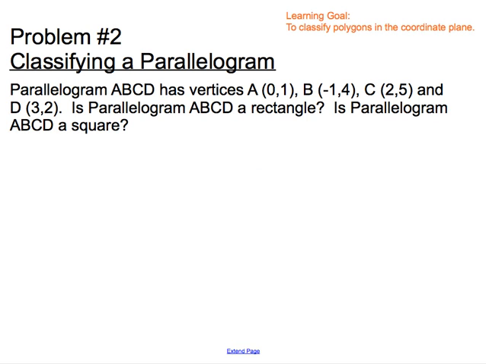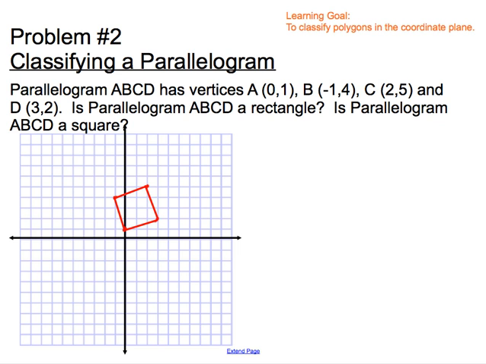Our second question asks us to classify a parallelogram. So we're given a parallelogram with its 4 vertices and asked to determine specifically if it is a rectangle, and then furthermore if it's a square. Plotting parallelogram ABCD in the coordinate plane will give us a good indicator of what we're looking at.